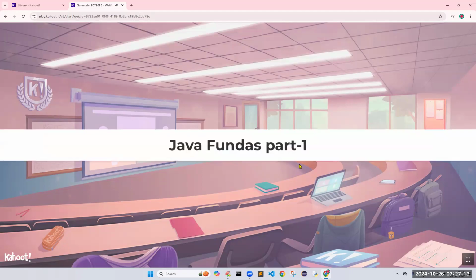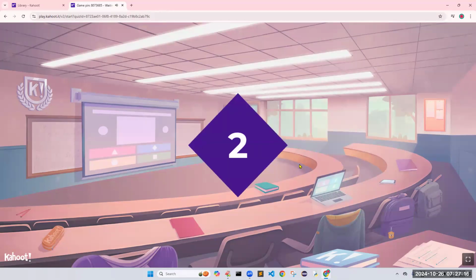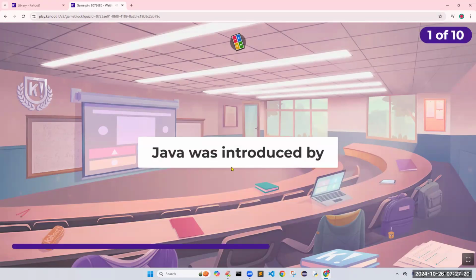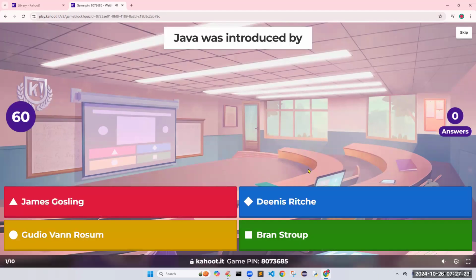So it is the fundamentals of Java. Java was introduced by, this is the question, and there are 4 options. These questions and options are displayed only on my screen. From your mobile, you have to select the correct option by seeing these colors. Question is always displayed on my screen. So once you enter into this, you will get clarity. Maybe tomorrow we will see that.